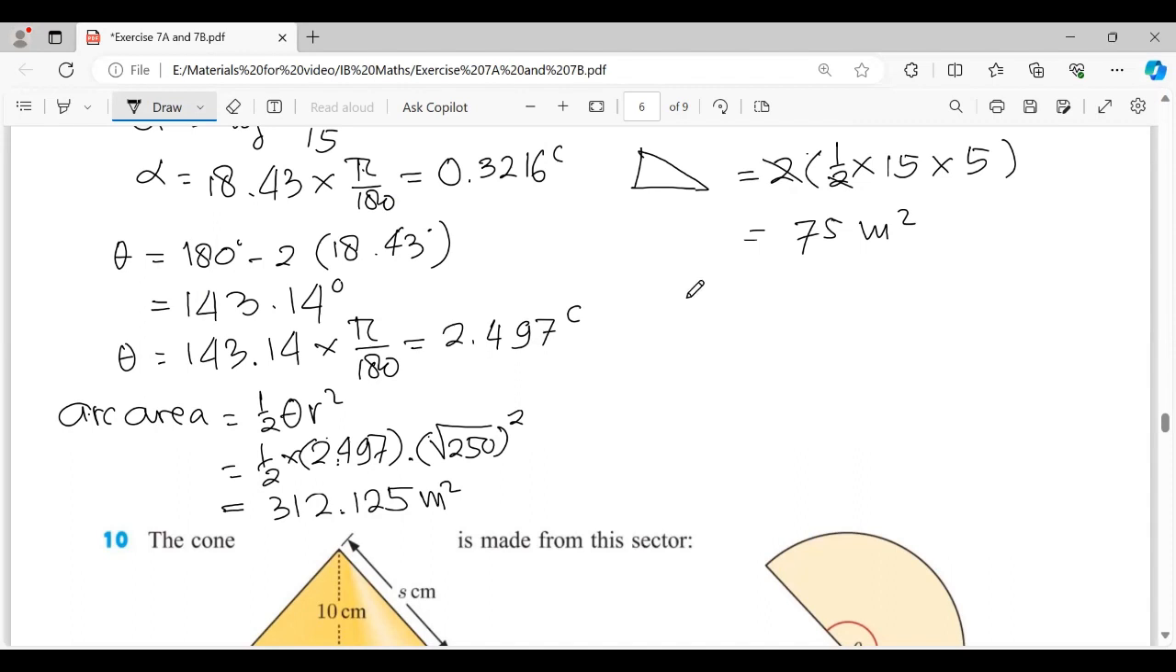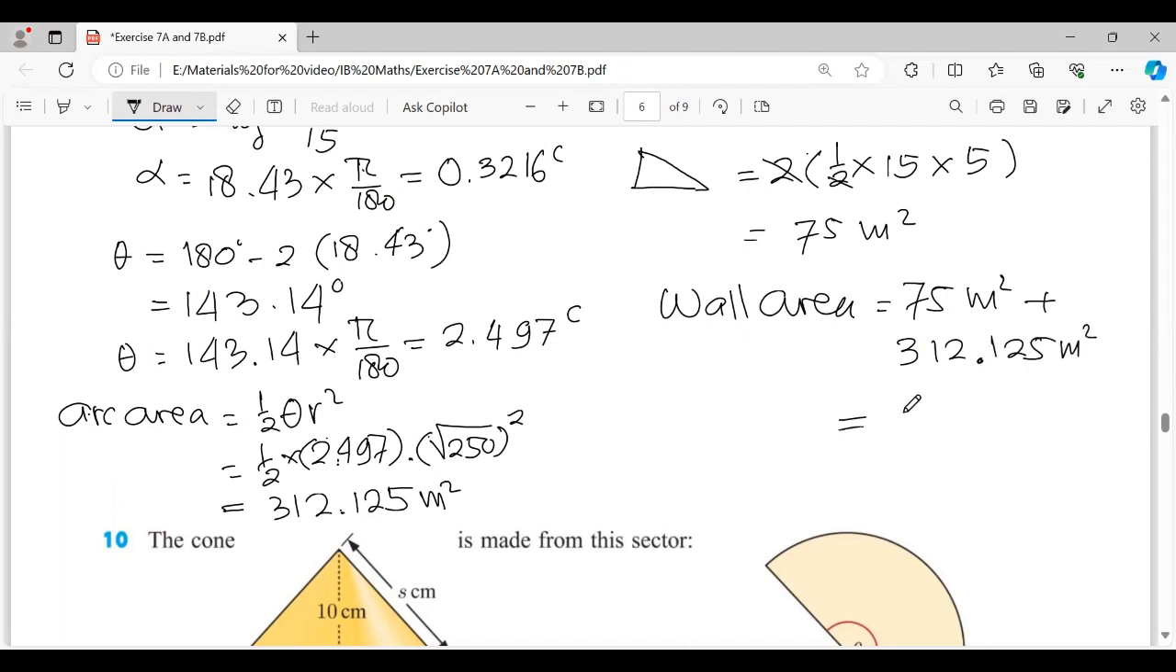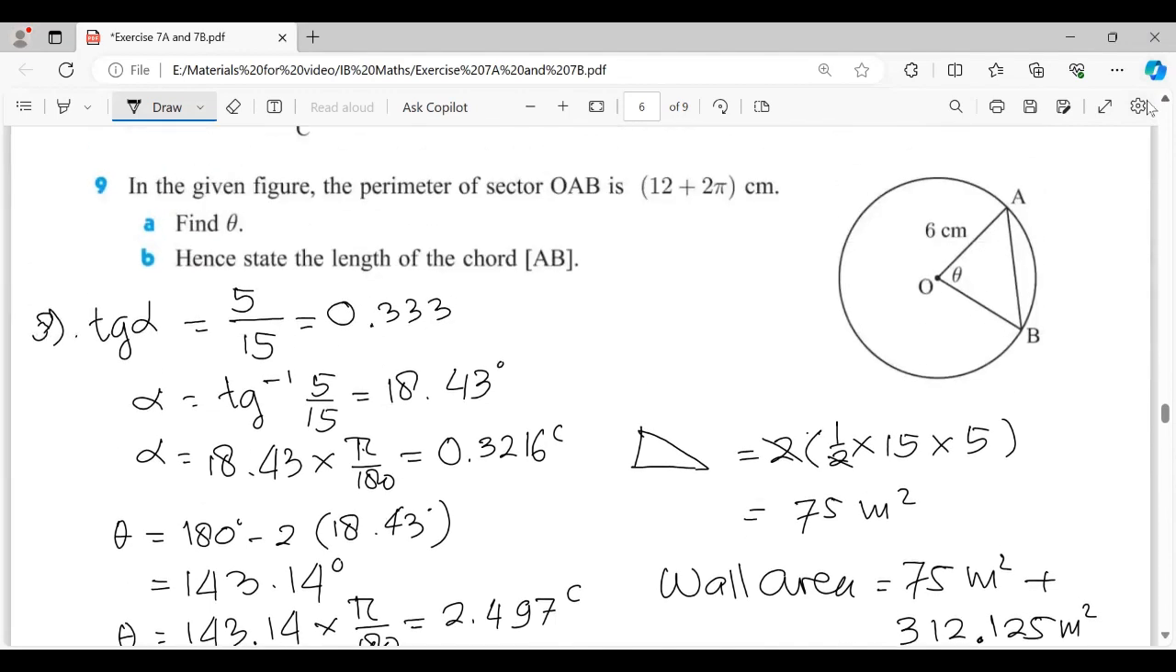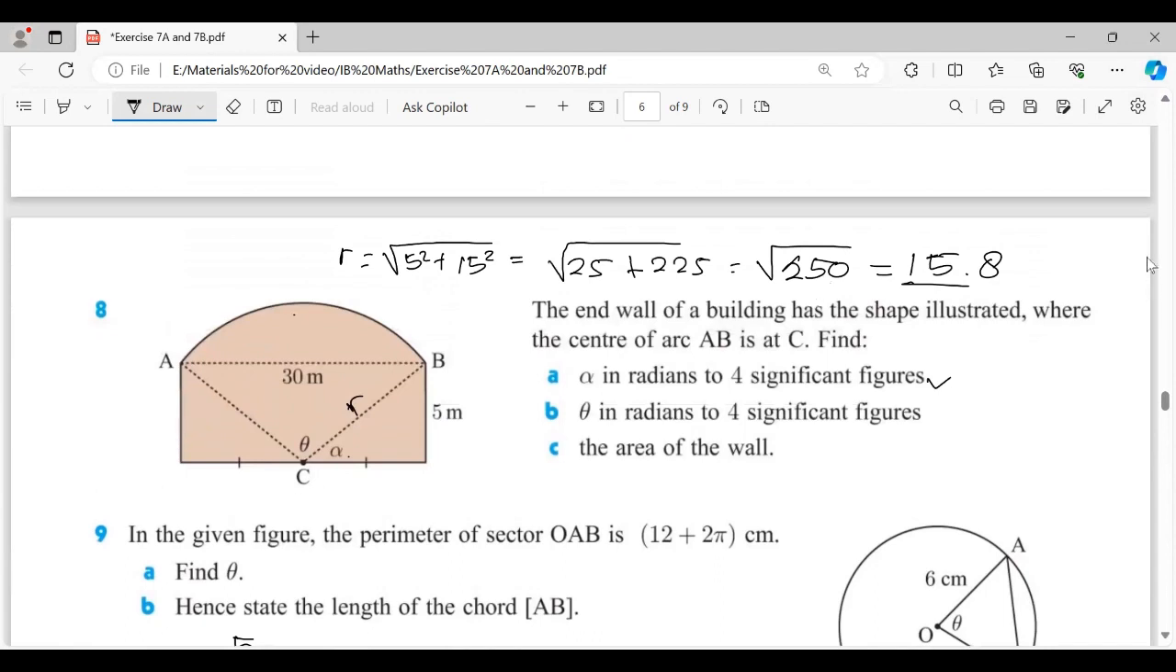So the wall area or total area equals 75 meters squared plus this one, 312.125 meters squared. So equals, okay, with calculator, 387.13 meters squared. Okay. Right, already number 8. This one already.